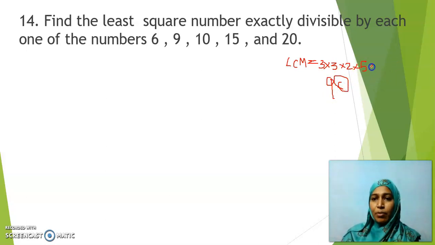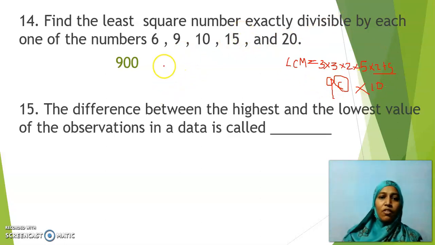Now I have to make it a perfect square. To make it a perfect square, I multiply by 2 and 5. This is the extra that I do to make it a perfect square. So I multiply by 5 2s, which is 10. So what is the least square number? It is 900. 90 into 10 is 900.